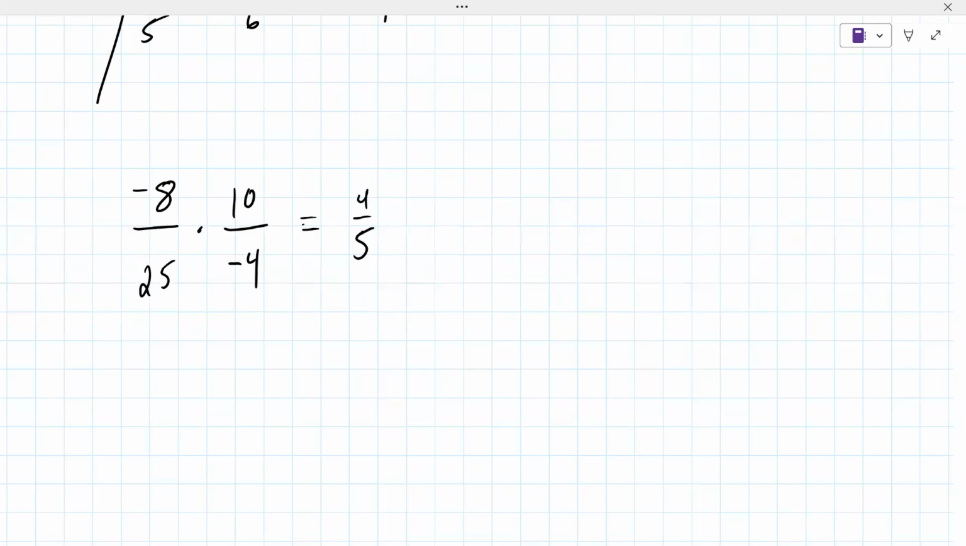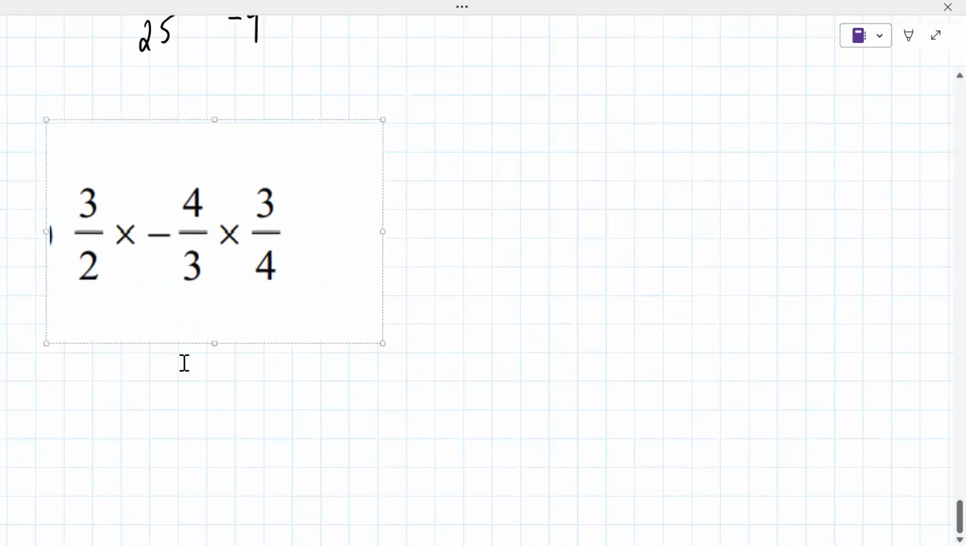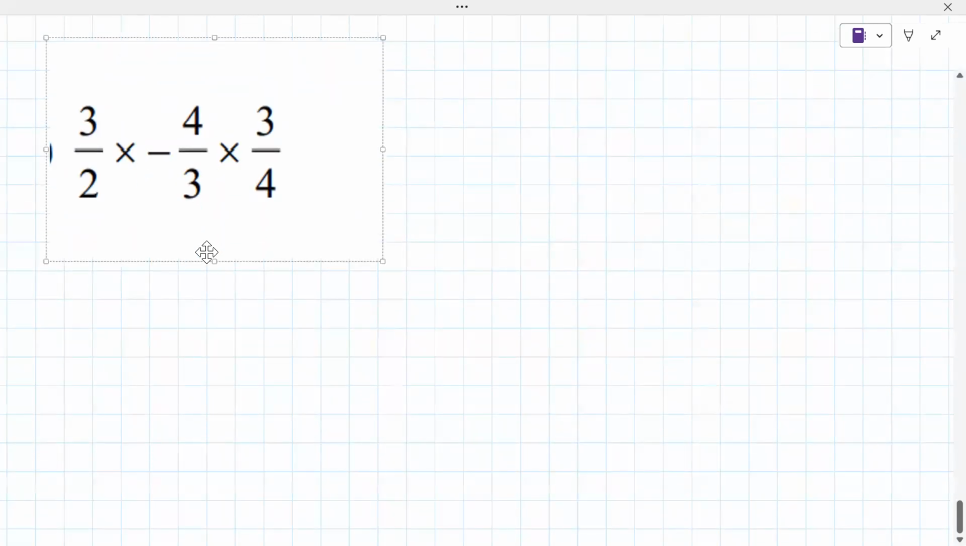Okay. Now you'll also see some problems where you get three fractions. And you can still pre-reduce. If you see something that cancels, you can cancel. So give this one a try. Threes cancel. Right. Okay.